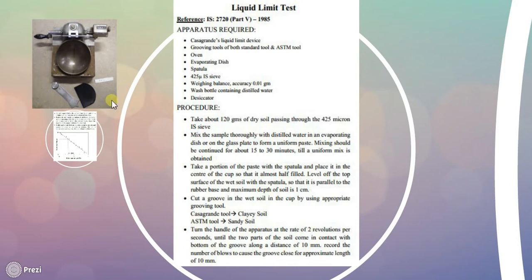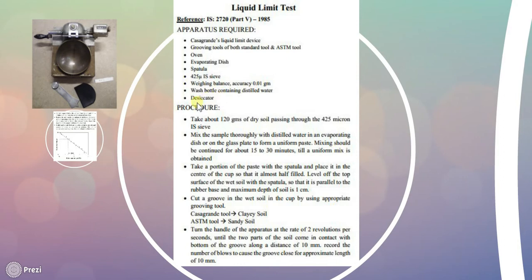We should keep both the tools handy. Next thing we require is an oven, evaporating dish, spatula, 425 micron IS sieve, a weighing balance having accuracy of 0.01 gram plus or minus, a wash bottle containing distilled water, and a desiccator. A desiccator is nothing but a device which can be sealed so that moisture of any soil can be retained in the vessel only.